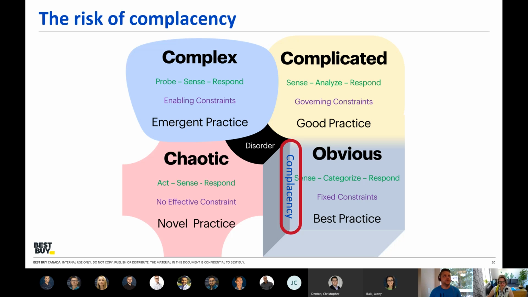And how we know COVID was another one of these was the complacency that we all had was, of course, stores can be open. Why couldn't stores be open? Like, why couldn't people go into a store and buy things?